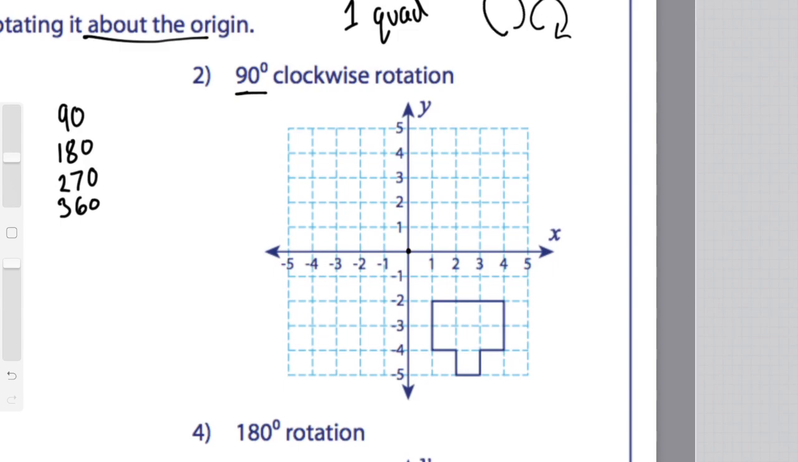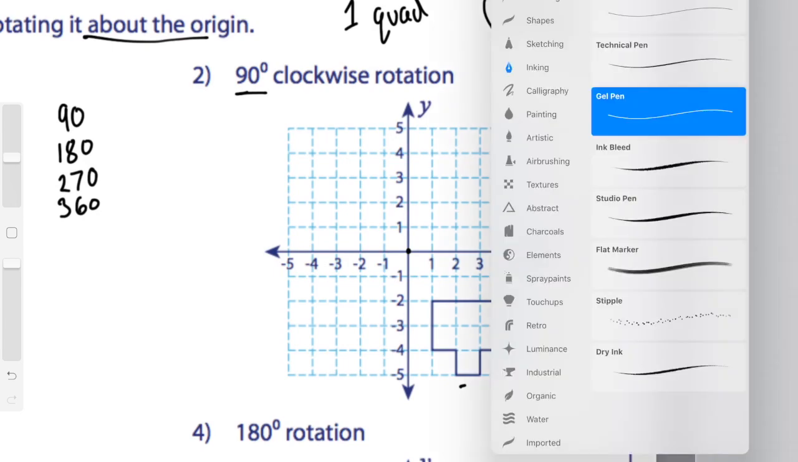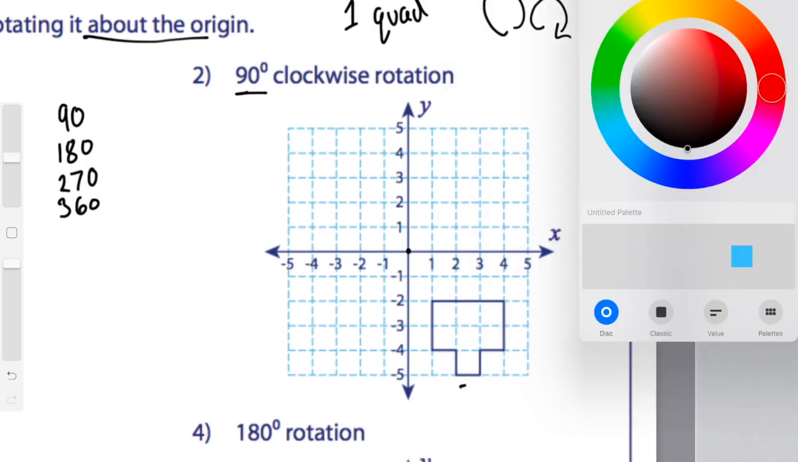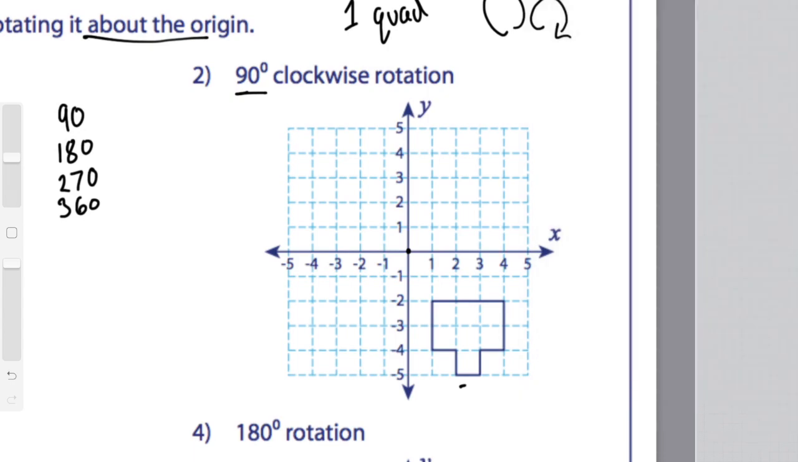Alright, so that means I'm starting here, and I'm moving one quadrant kind of to the left, if you think about it. So that means that my final one, which I'm going to put in a new colour, is going to end up in this quadrant here.